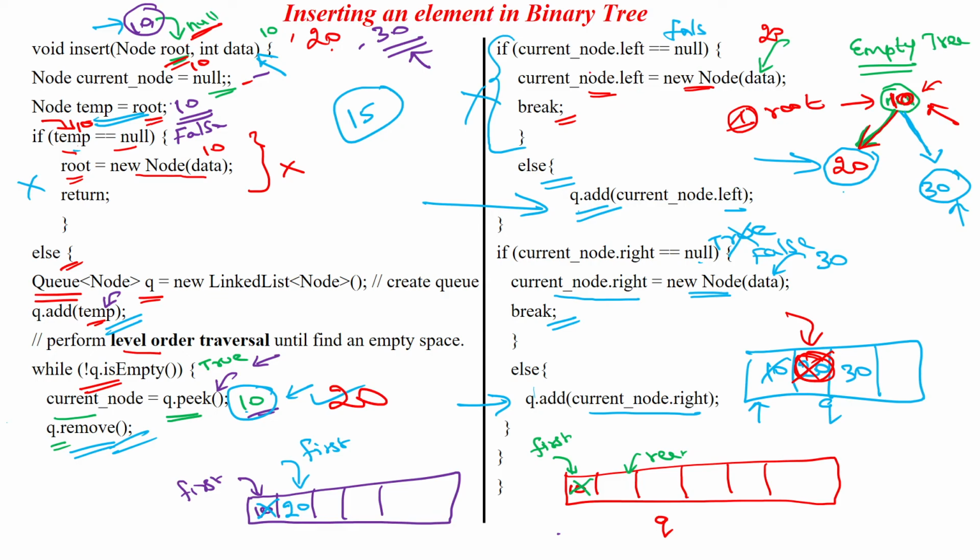So 20 is available. 20.left is now null. Look at that, 20.left is null, which is true now. If it is true, the new node 15 is assigned into current_node.left. So 15 will be assigned into current_node.left. Then the execution is broken. So this is the way to insert the data into the binary tree. Thanks for watching.